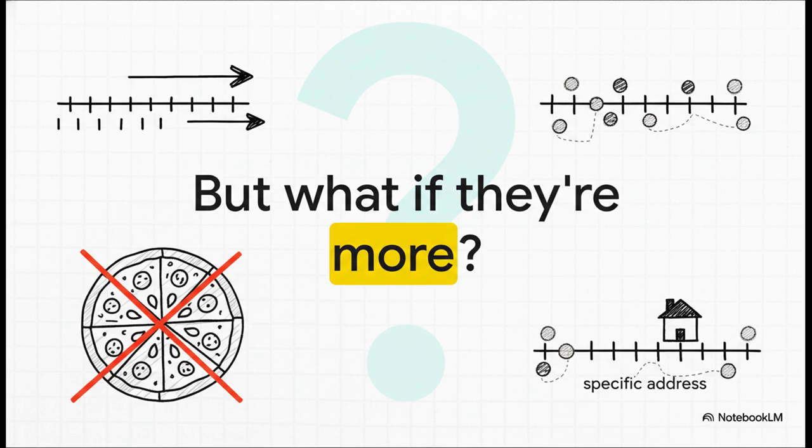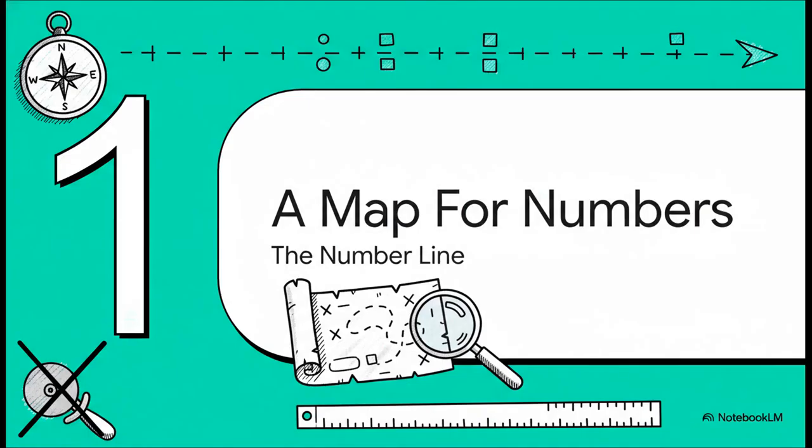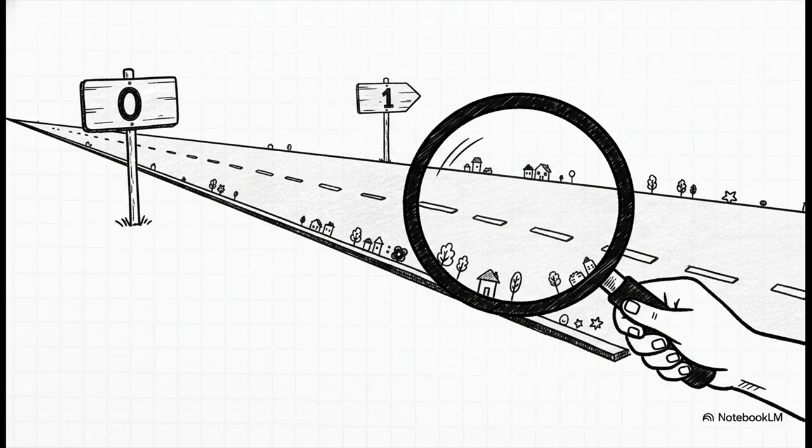That simple pizza model has some pretty big limitations, because fractions aren't just parts of a whole. They are actual, real numbers, each with their own specific address. And to find that address, we need a new tool. So, forget the pizza cutter, we need a map. And in the world of math, our map is the number line. Think of it like a perfectly straight road where every single number has its own unique spot. For our journey today, we're going to focus on one really important stretch of this road, the space between 0 and 1. This is where most of the fractions we use every single day live.